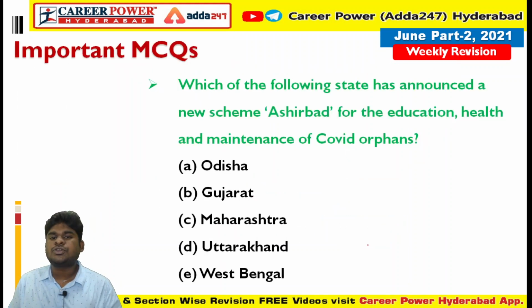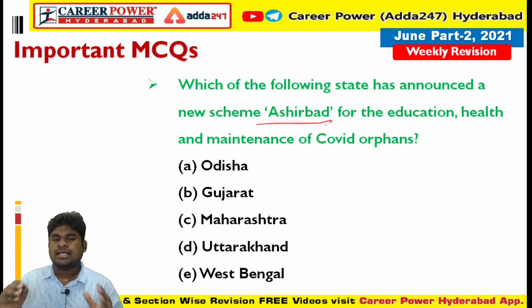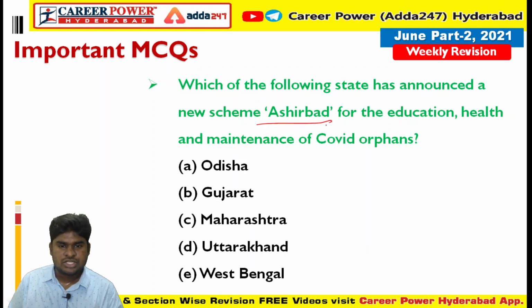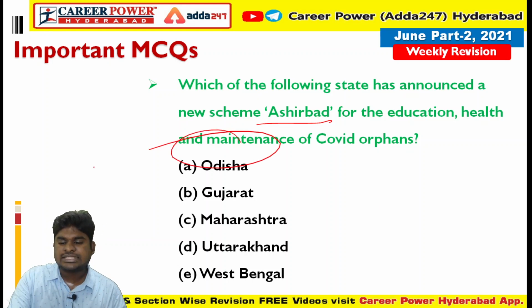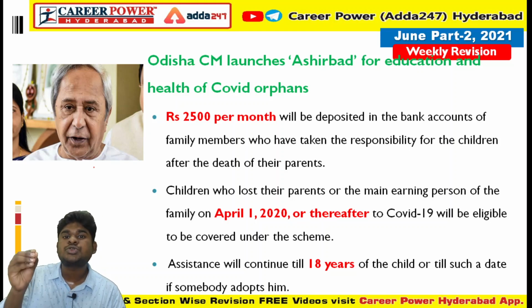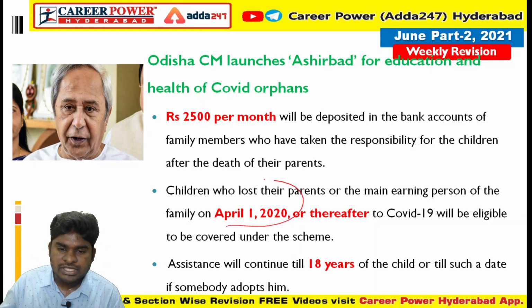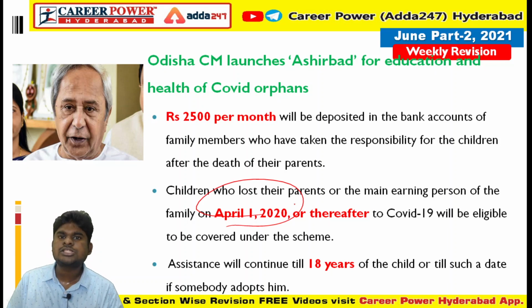So the next MCQ for today: which state has launched the new scheme Ashirbad? The answer is Odisha. The Odisha state government has launched this scheme called Ashirbad mainly for children who were affected due to COVID, mainly children who lost their parents due to COVID. Children who lost their parents after April 1st, 2020 are eligible for this scheme.